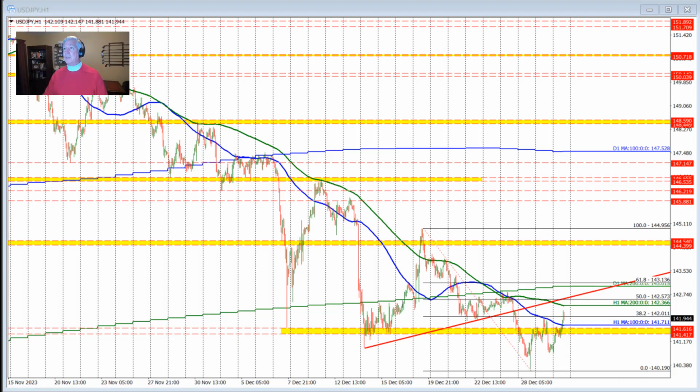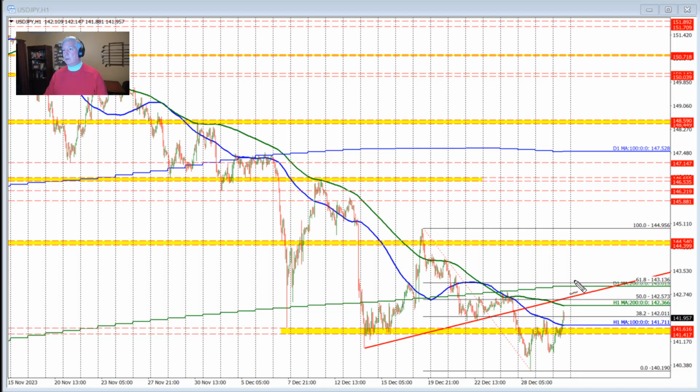We moved up to test the 100-hour moving average. That's the blue line in this chart. It found willing sellers against that level, keeping the bears more in control. And in trading today with the price moving higher, we got close to that 200, but found few sellers, and then moved above that level, increasing the bullish bias in the short term.